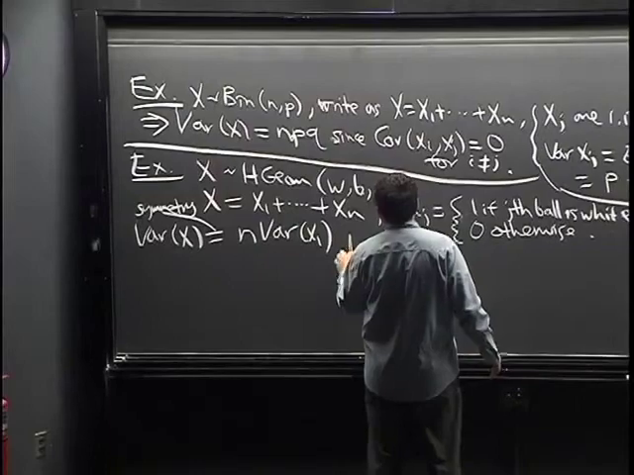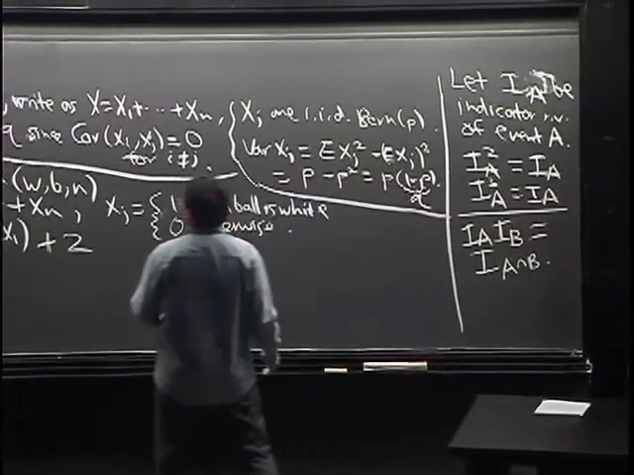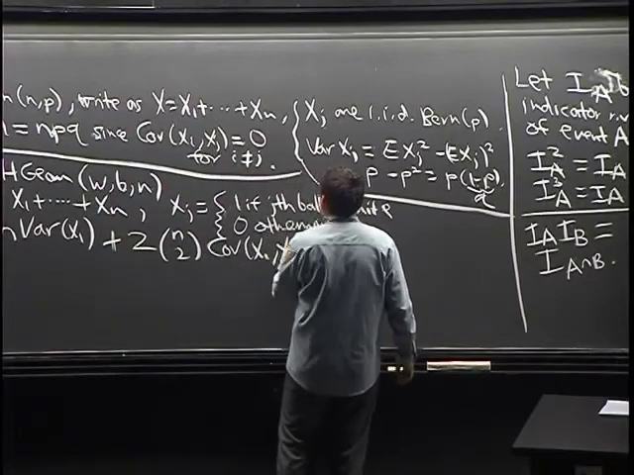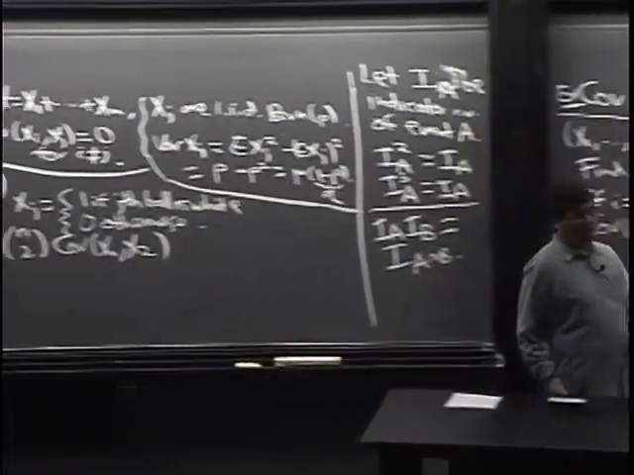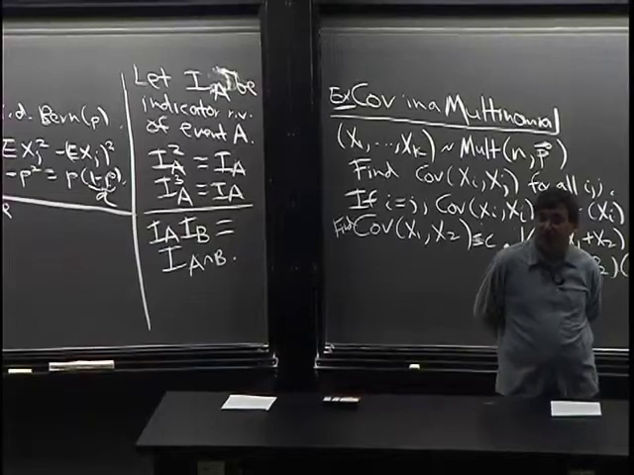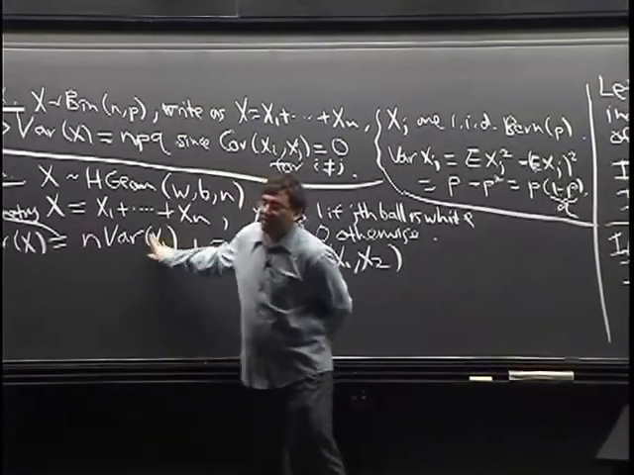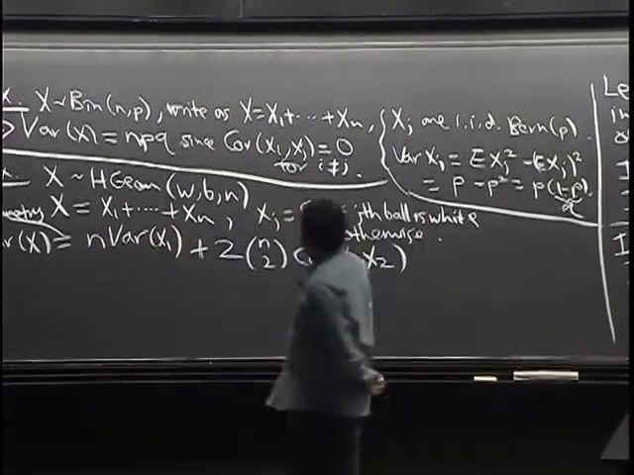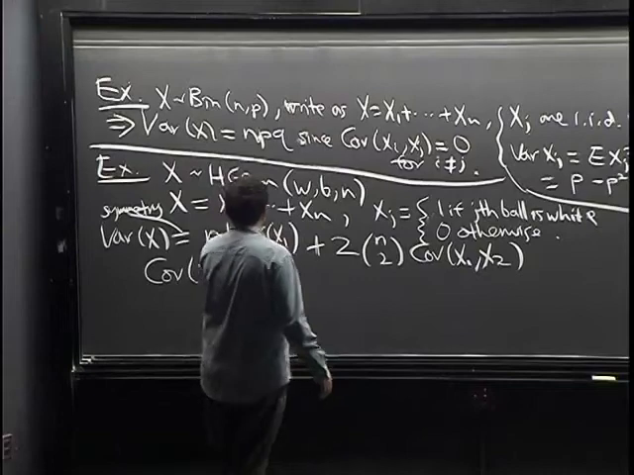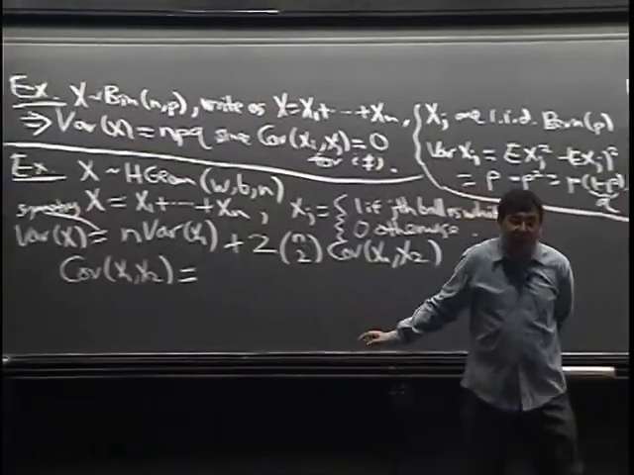Similarly, for all the covariance terms, 2 times, and there are n choose 2 of these covariance terms, but we may as well just consider the covariance of x1 and x2. Symmetry. You should think through to make sure you see why symmetry holds here. For the first ball, the variance of x1 we just get using a Bernoulli, so that's easy. But let's think a little bit about the covariance of x1 and x2. So this part we already know.